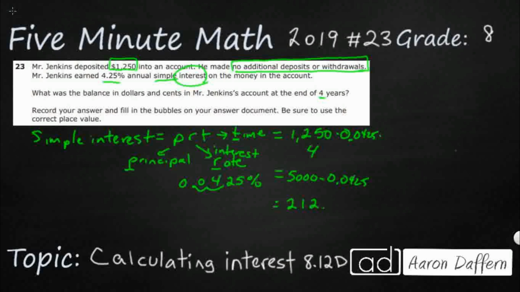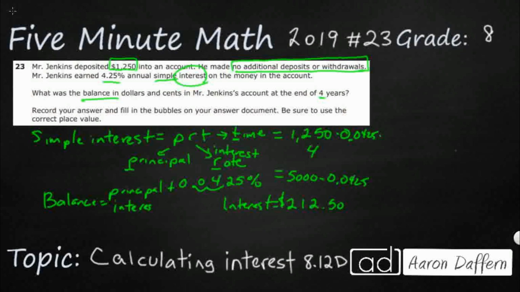And if you were to bubble that into the answer document, the free response, you would be incorrect. Let's see if we can figure out why that is not the answer. Our interest, $212.50. Take a look at what it's asking for us. What was the balance? Well, the balance is two things. It's going to be our principal plus our interest. So it's not like we just have $212 in there.